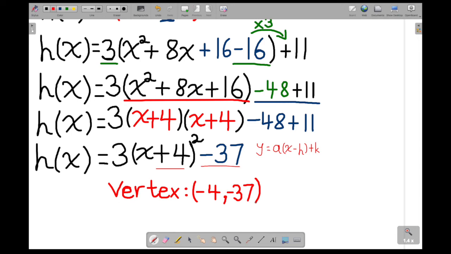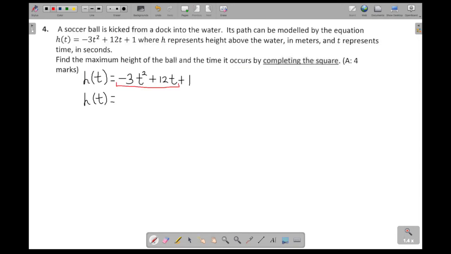Let's do another example. Okay, example 2. So this is a word problem. The equation here is already written down, and again, it's just to complete the square and find the vertex by doing so. So the first step, as always, is to factor out the a from the first two terms.